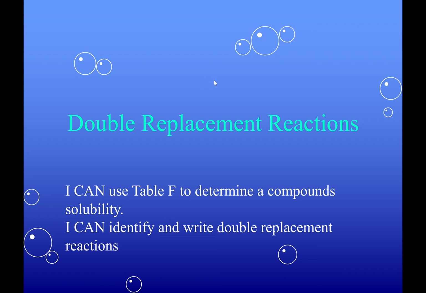Welcome back, everyone, to our next lesson on chemical reactions. Today we're going to talk about double replacement reactions, the fourth type of reaction that we'll talk about in Unit 8. Although this type of reaction, double replacement reactions, are not considered redox reactions because we don't have an exchange of electrons between different species.